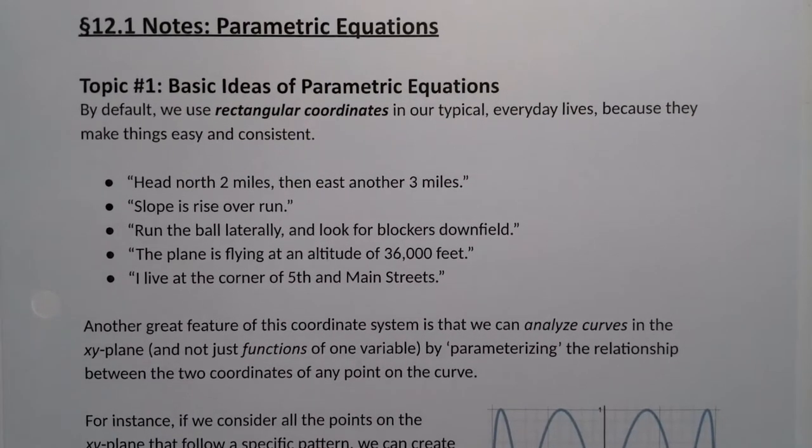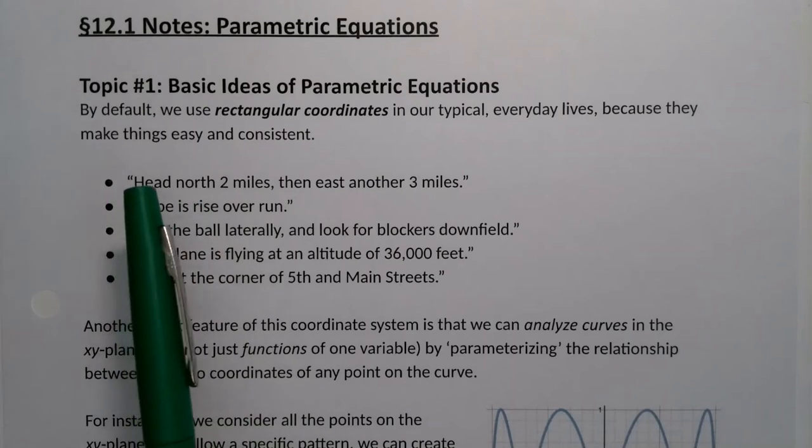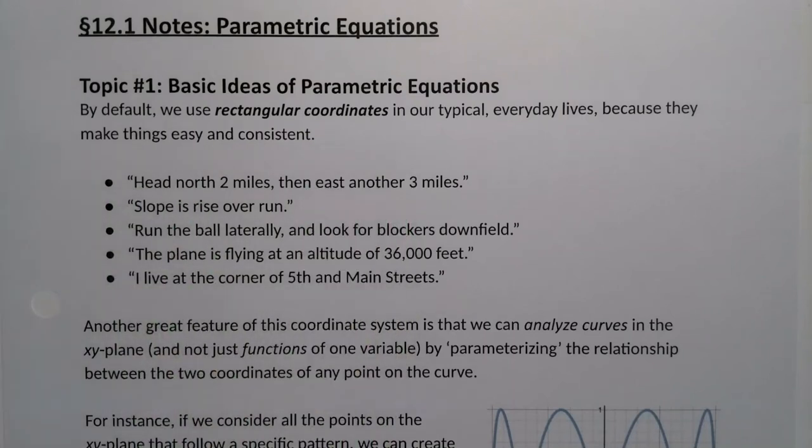So by default in our typical everyday lives as well as our mathematical lives, we default to rectangular coordinates. So, you say head north 2 miles and then east 3 miles. Slope is rise over run, etc. That seems like football. Run the ball laterally and look for blockers downfield, etc. So you're viewing everything in kind of this plane, but you're viewing everything rectangular in x, y.